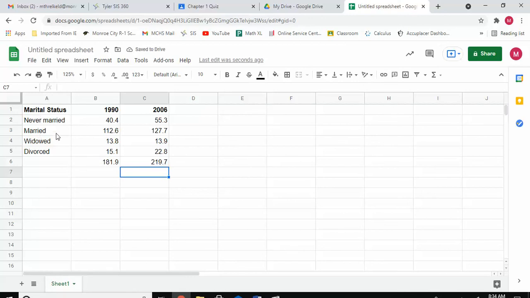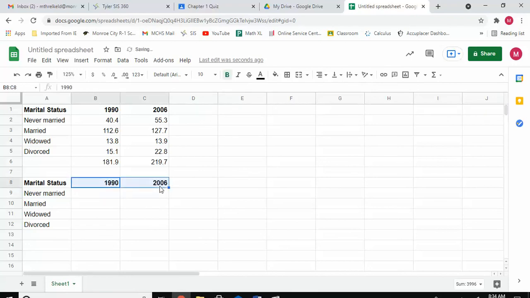Okay, I think it would be easiest for me to just make a new chart down here. So I'm just going to copy my titles down for my relative frequency. You could add them as columns beside this, but basically, you can divide these on your calculator and just type in the numbers. You can use Google Sheets to do it for you. So what you need to do is the number divided by the total. So for the never married in 1990, I'm going to click the 40.4 divided by the 181.9.